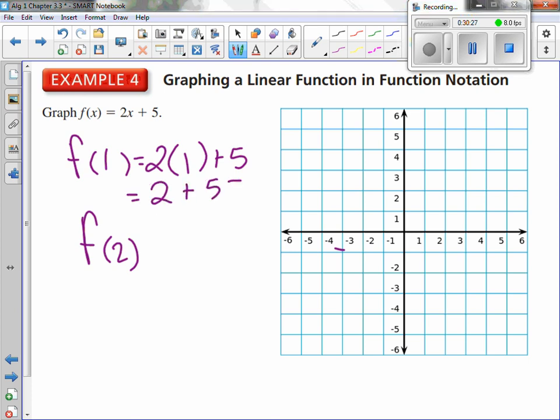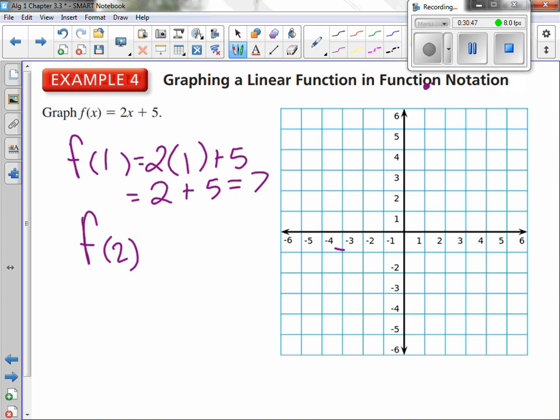Plus 5 is 7. So when x is 1, y is 7 up here, yes? On the homework, you will have a little bit bigger graph than this, so it'll still work. We have 1 and 7.